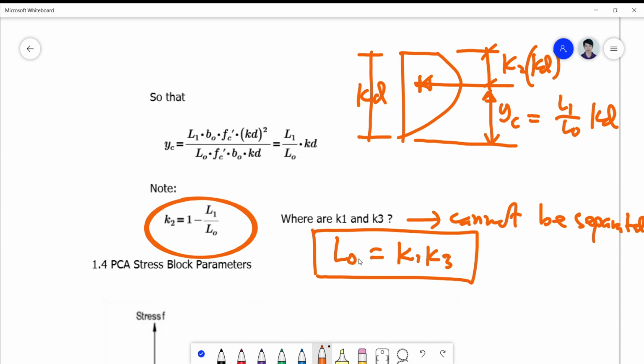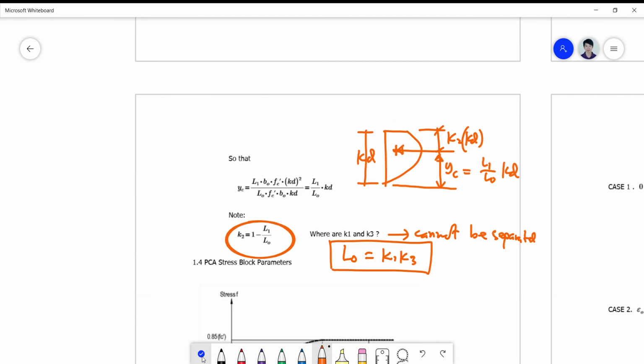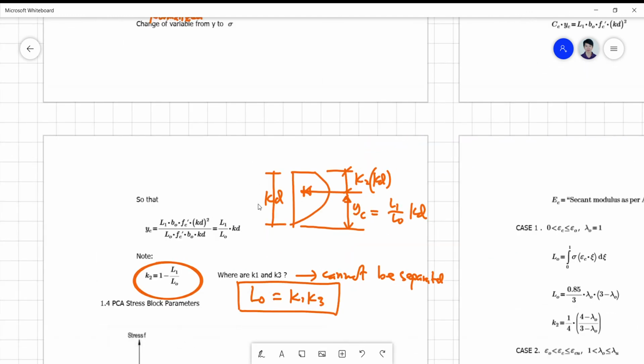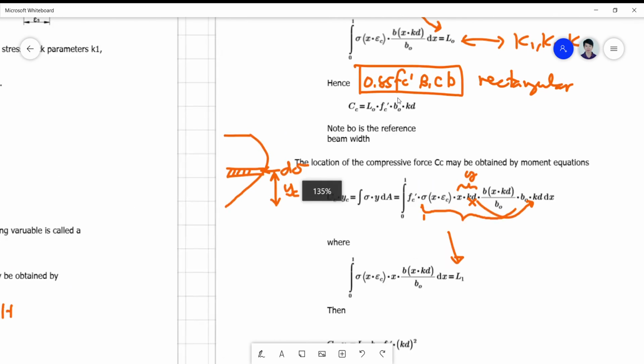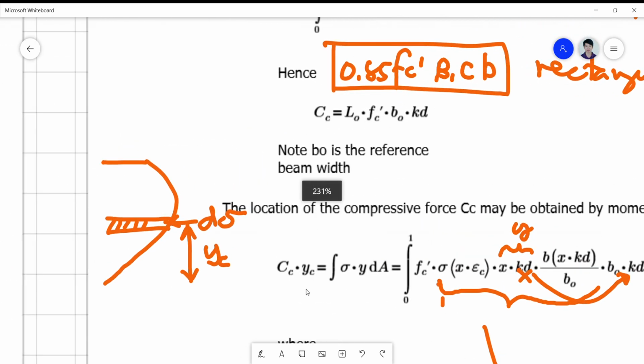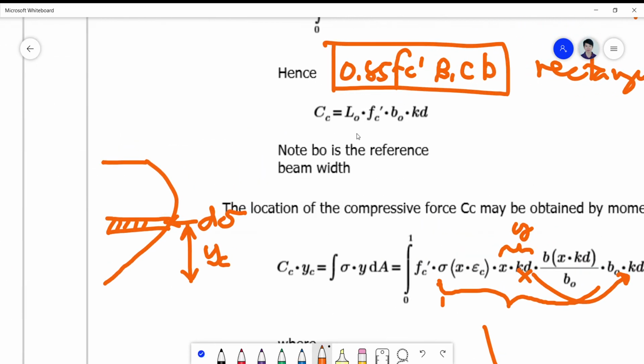So where is Lo again? Lo is the coefficient on the Cc parameter. So this one here. So this is your k1, k3. Okay?